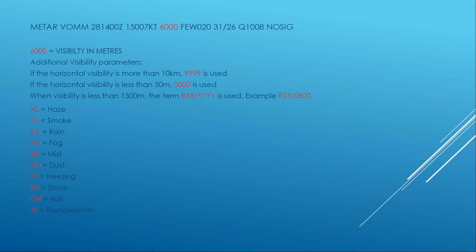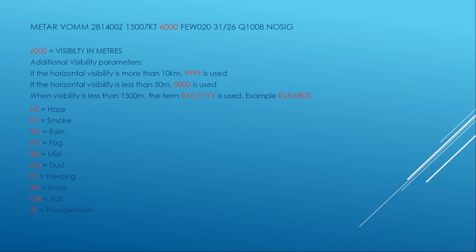RXX/YYYY is used. Here RXX is the RVR at a certain runway and YYYY is the visibility. For example, I have taken R25/0800, so it basically means that the RVR at runway 25 threshold is 800 meters. RVR is runway visual range.